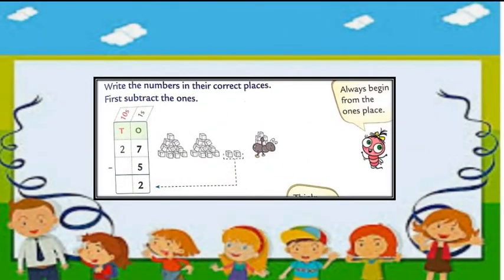After that, we understand subtraction of a single digit from a double digit. Here is the example. We have 27 minus 5. To solve this, first subtract the ones. Always begin from the ones place. What does it say? Start counting from the ones place only. Here we have 7 minus 5. So 7 minus 5 is equal to 2.